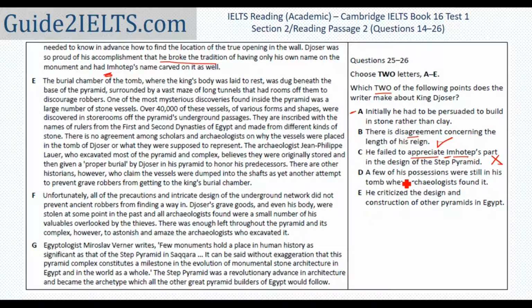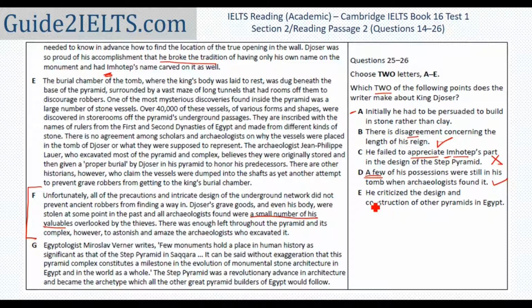A few of his possessions were still in his tomb when archaeologists found it. Were the possessions there or not? This paragraph I know is about the fact that most of the stuff inside was robbed. But were a few possessions there? I'll still go through this. It mentions here all archaeologists found were a small number of his valuables overlooked by the thieves. There were a few possessions that were found. I think this is the correct answer. I'll still read the next one.